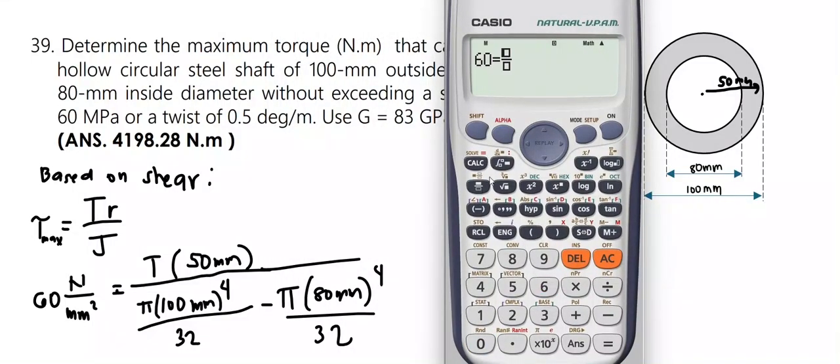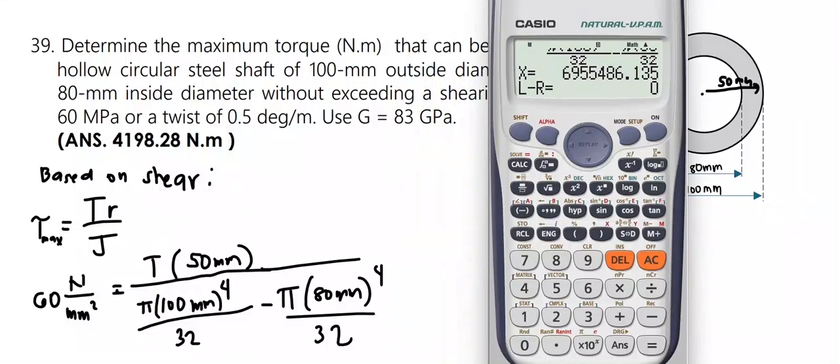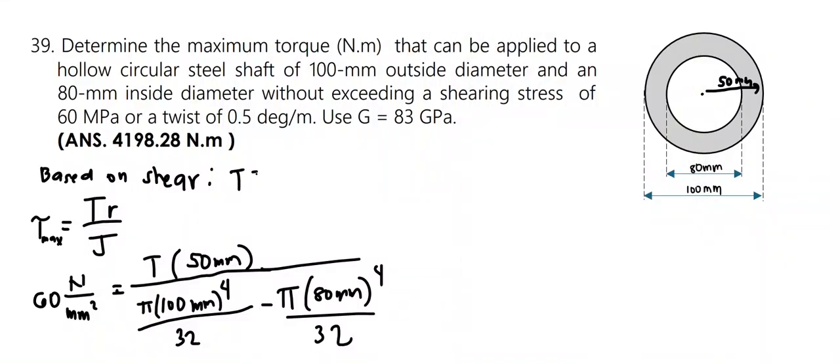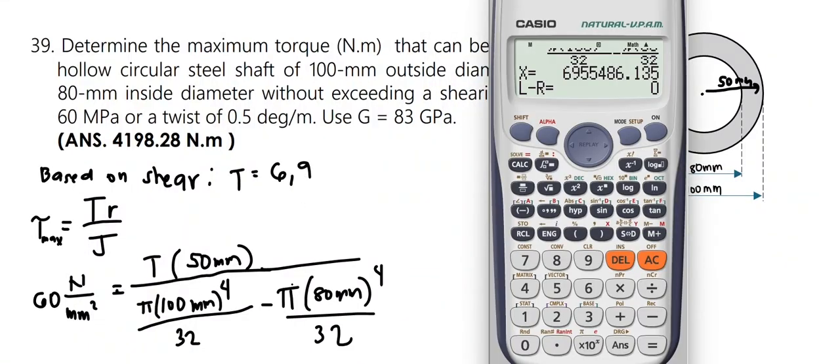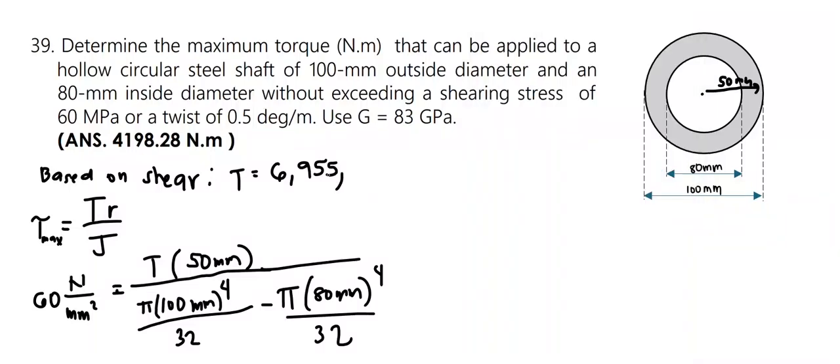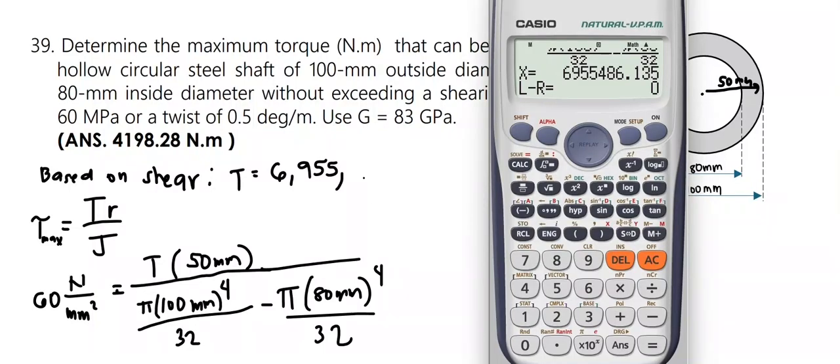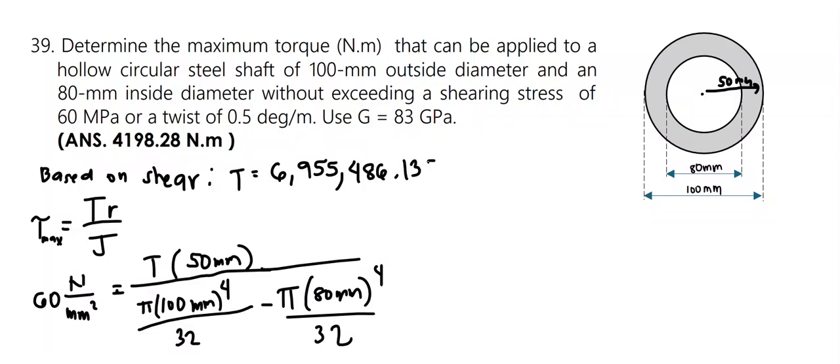You have 60 equal to the torque T times 50 divided by pi times 100 raised to the 4th power over 32 minus pi times 80 raised to the 4th power over 32. Shift solve, we get torque equal to 6,955,486.135 Newton millimeters, and this is based on shear.